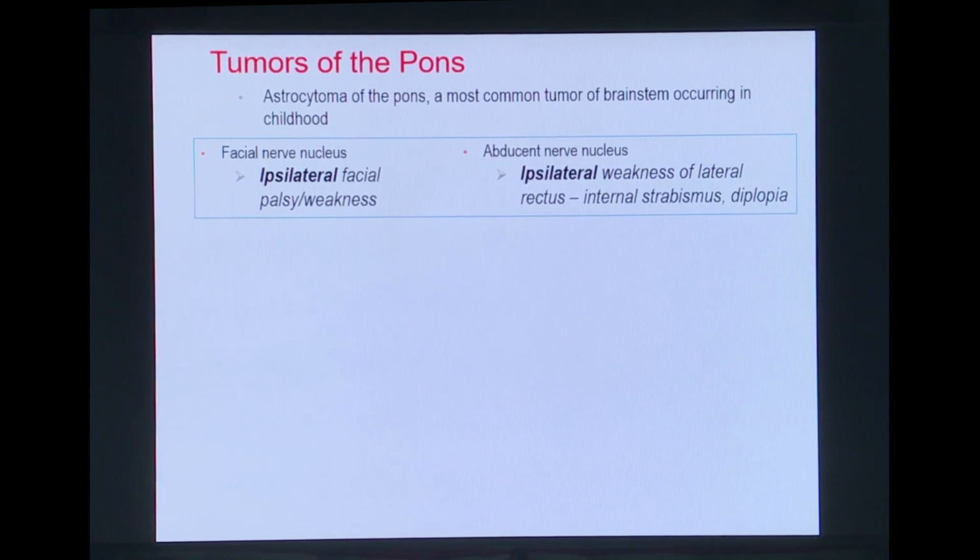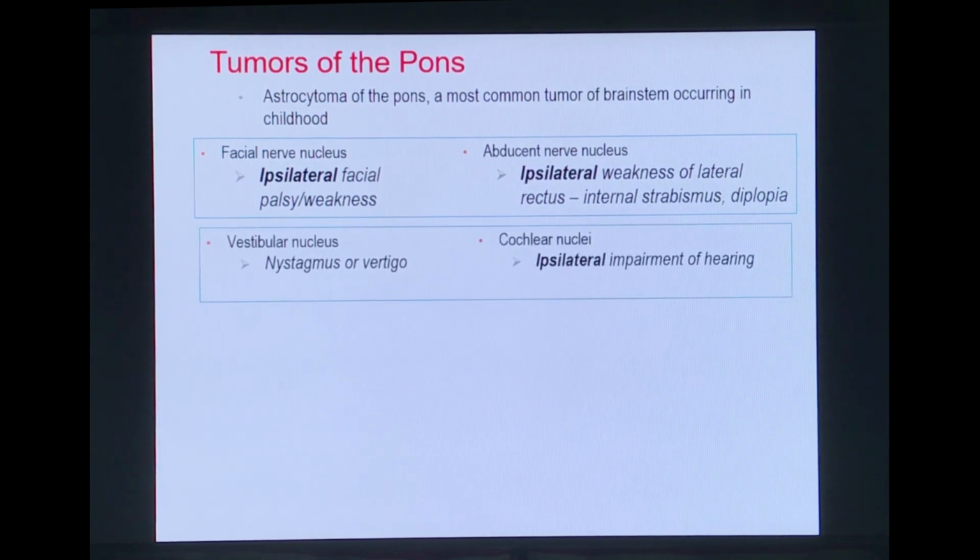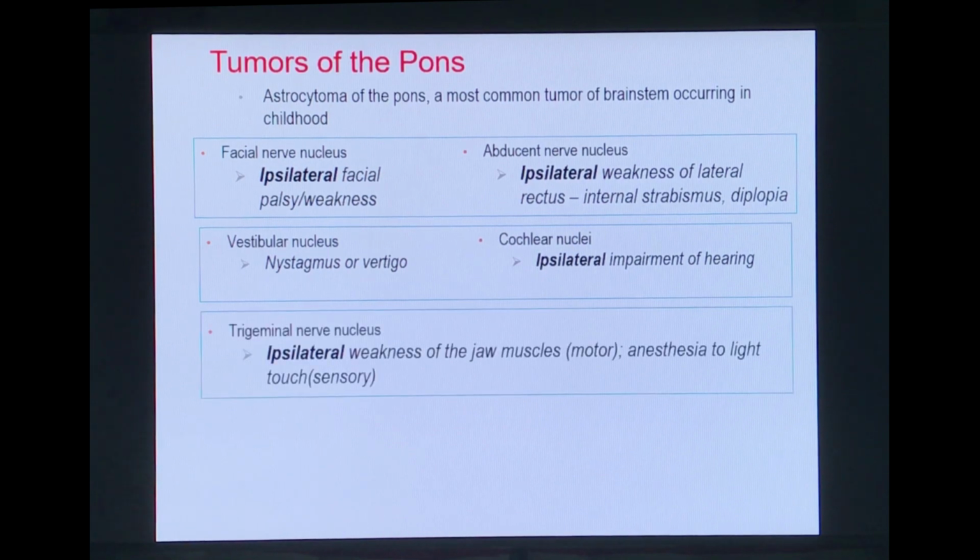and the patient usually presents with double vision, which is called diplopia. Then if there is compression on the vestibular nucleus, which is related to balance, the patient might have nystagmus, oscillatory eyeball movements, or sometimes they might tell they have vertigo or dizziness. And if there is involvement of cochlear nuclei, the patient will have ipsilateral impairment of hearing. So in the vignette, the patient had right side hearing impairment.